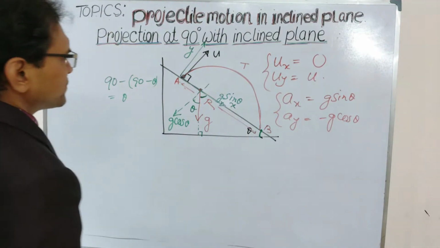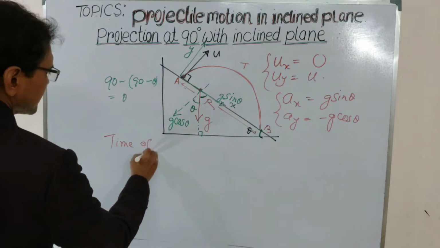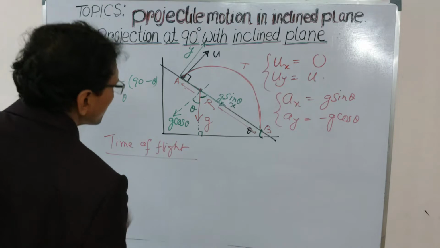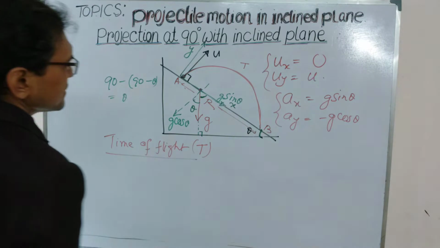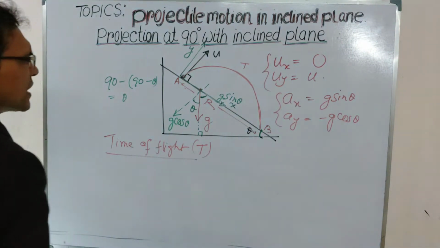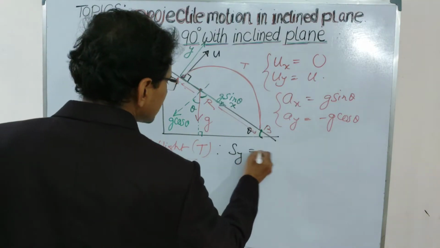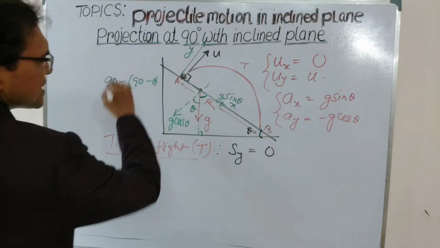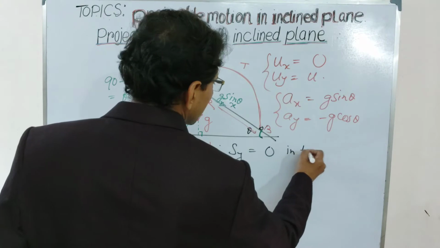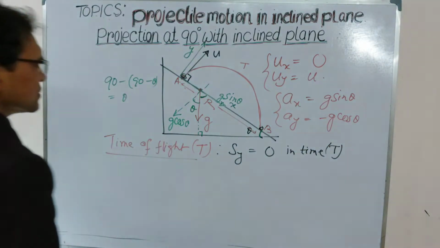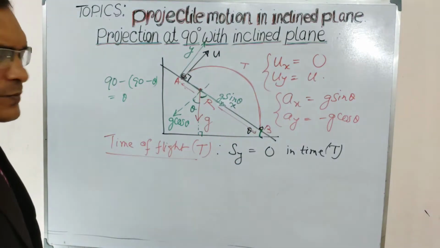Now first find the time of flight. To find the time of flight, we know that the displacement along the y axis is 0, because the initial position is here and the final position is here. So after time t, that is the time of flight, the displacement along the y axis is 0.